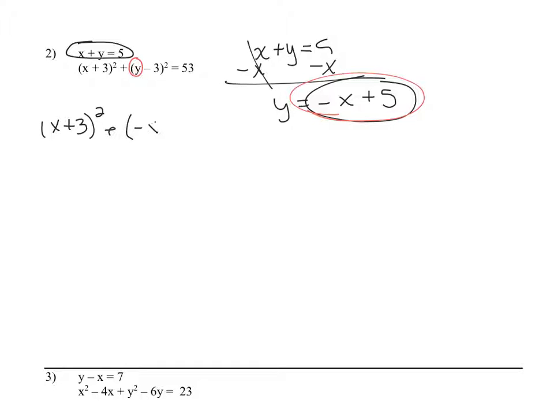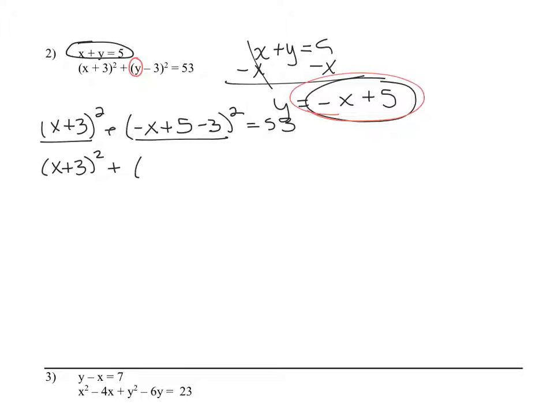So it's negative x plus 5 minus 3 squared equals 53. That's a whole mess. You just have to combine your like terms here. If you want, you can square these right away. I'm just not going to.